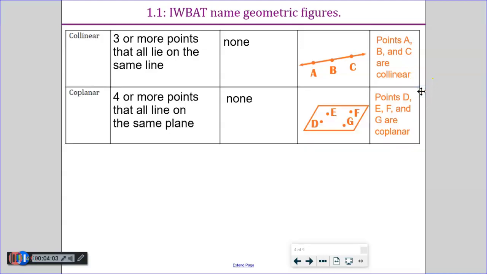Next is coplanar. Similarly, coplanar is 4 or more points that all lie on the same plane. Again, there's no way to label it. The picture is a picture of a plane with at least 4 points in it. I chose points D, E, F, and G. And then how I label that is I would say the sentence points D, E, F, and G are coplanar. Pause here until you're ready to move on to the next words.